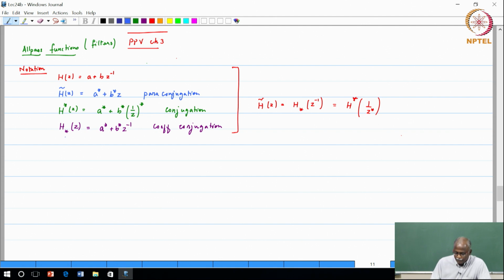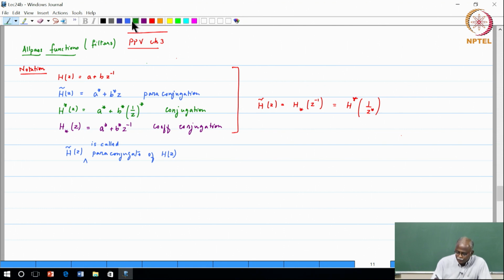Now, here is the important part. H tilde of Z is called the para conjugate of H of Z; it is defined as the para conjugate of H of Z. A lot of this comes from the theory of analytic functions and complex variables, and you may have been exposed to it. I am using only the parts that I need for us. Now, why are we even defining the para conjugate?